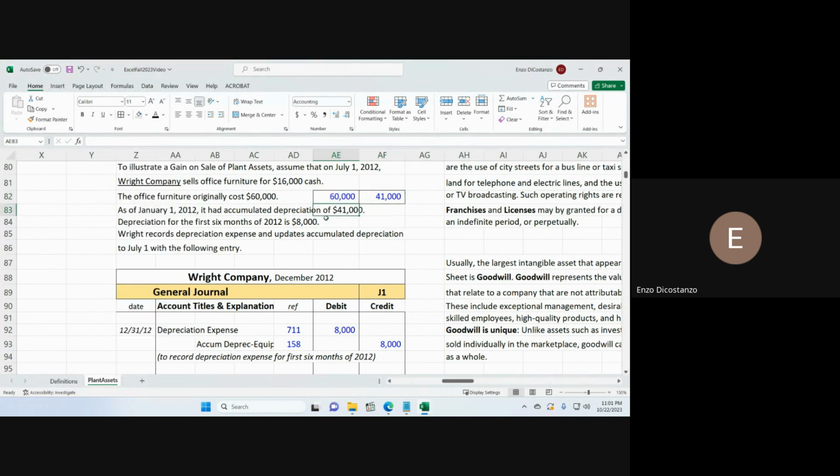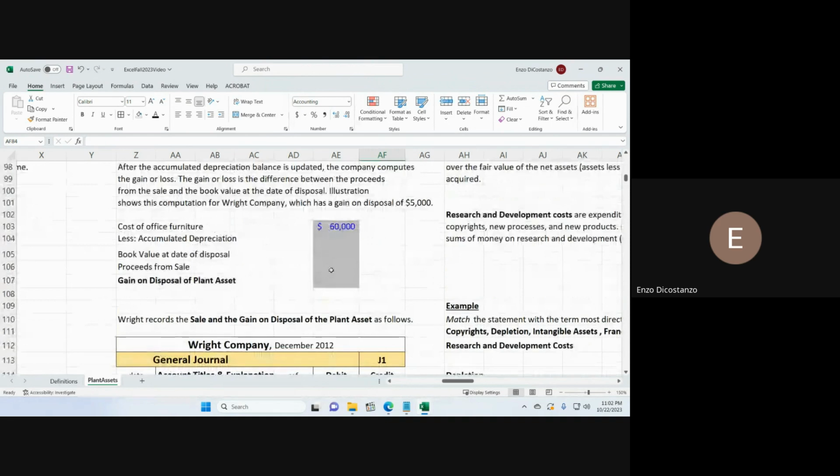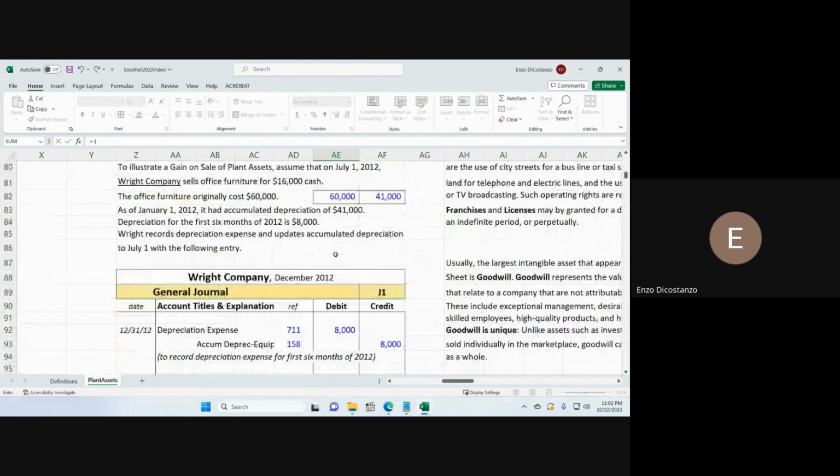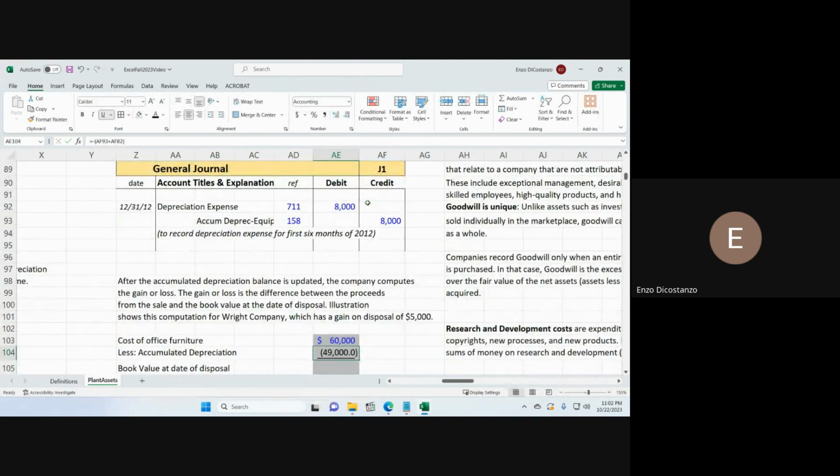You can do that just to have the number sort of there. And this other 8, I mean, you typed it in here, but you could do the same thing over there. So this is 60, and this equals negative parenthesis. This is your 8,000 plus the other accumulated, which is 41. Okay.